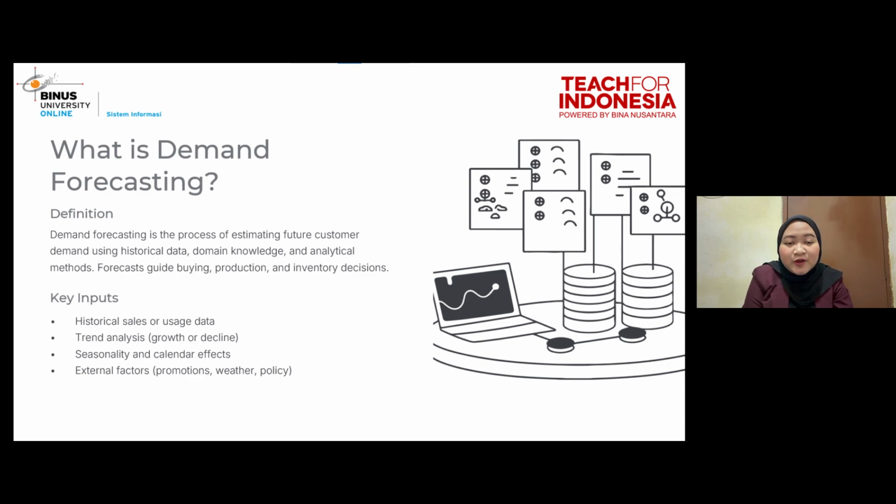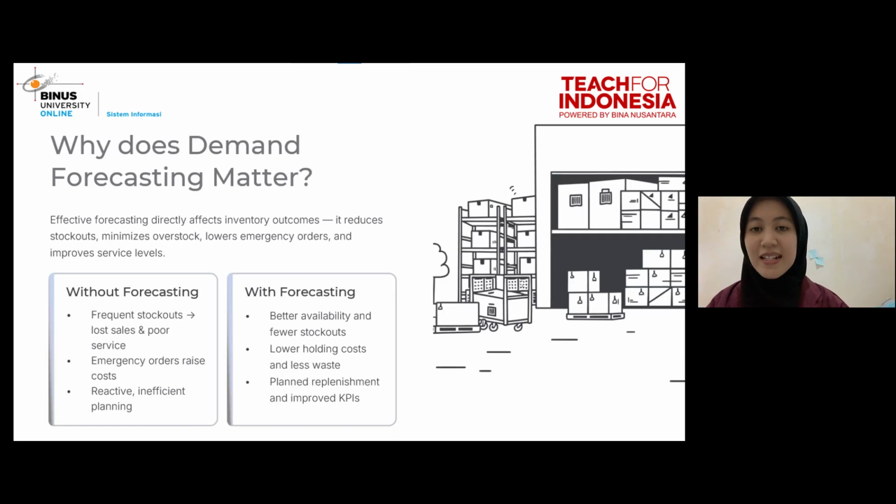To produce a forecast, organizations commonly analyze historical sales or usage data, identify trends and seasonal patterns, and consider external factors such as promotions, weather conditions, public holidays, or policy changes. The more relevant and accurate the data, the more reliable the forecast becomes. Demand forecasting directly influences inventory performance. Without forecasting, organizations often operate reactively.